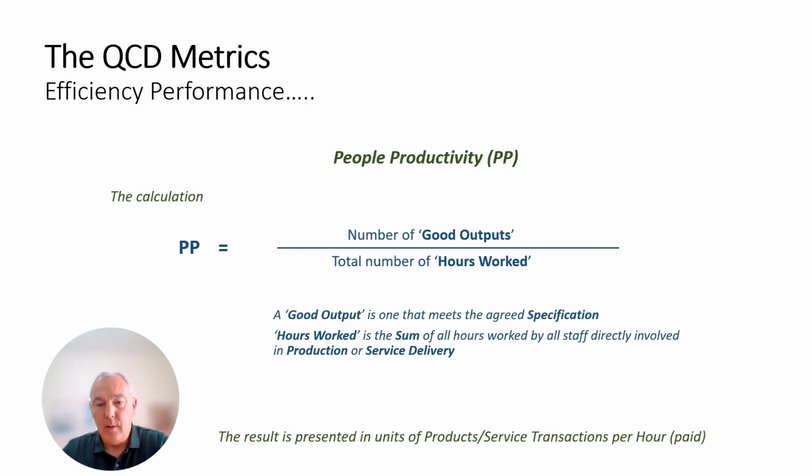We can measure our people effectiveness through using a metric called people productivity. Again, this is quite a simple metric. We're just identifying the quantity of good outputs that we've produced, be those correct parts or correct service transactions, and we're dividing that by the total number of hours worked, that total number being the sum of all the hours worked by all the staff in the delivery of those outputs. The metric then is determined in terms of number of products or service transactions per hour.